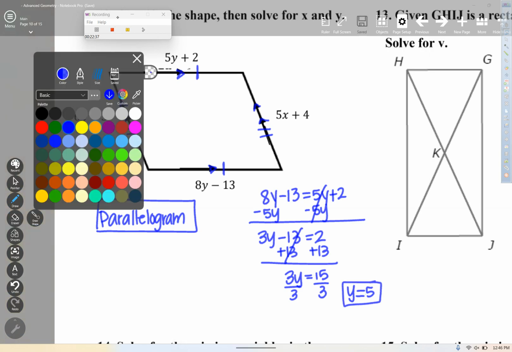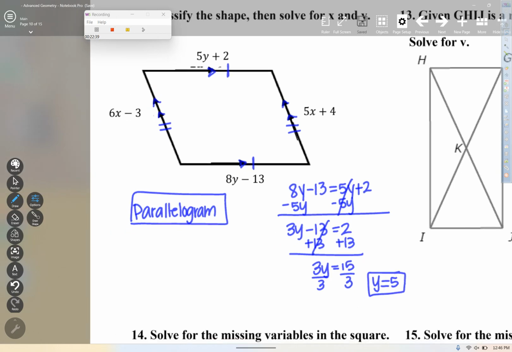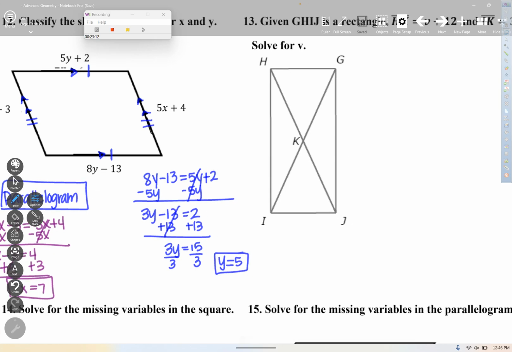Great. I already have one done and out of the way, and all I need to do is solve for the x values. If you notice, the x's are on the left and right, and they both have the same tick mark again. So if that's true, I can set them equal. 6x minus 3 is equal to 5x plus 4. And we can subtract the 5x and get x minus 3 is equal to 4, and then add 3. So x is 7. Awesome. We are doing great. Keep up the great work.